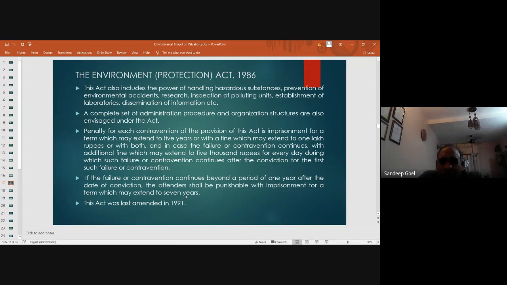If the failure or contravention continues beyond a period of 1 year after the date of conviction, the offender shall be punishable with imprisonment for a term which may extend to 7 years. This act was last amended in 1991. Clear?